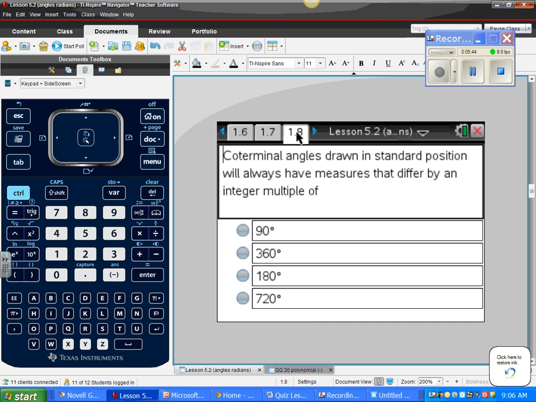Let's talk about, okay, coterminal angles drawn in standard position will always have measures that differ by an integer multiple of 360. Yeah. Good. Okay, that's what we have been talking about.